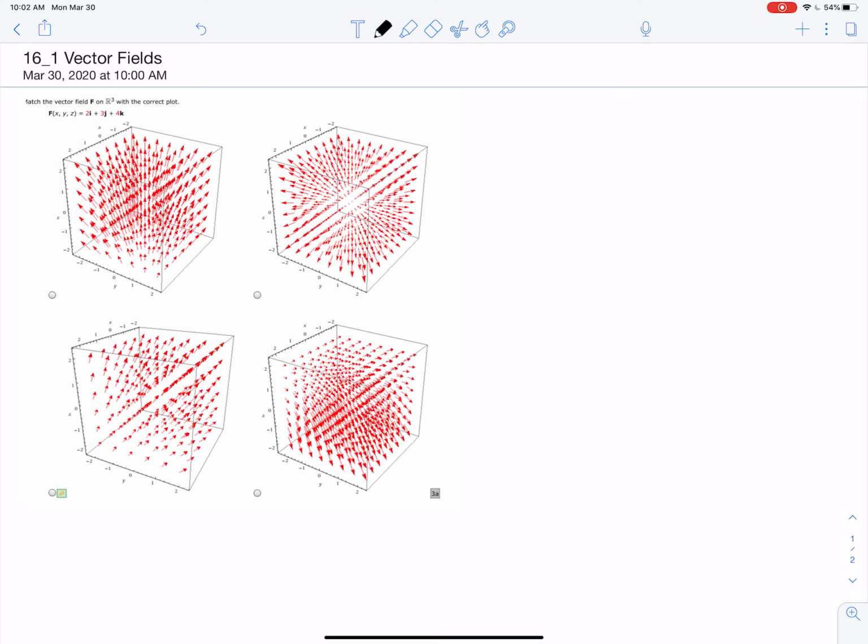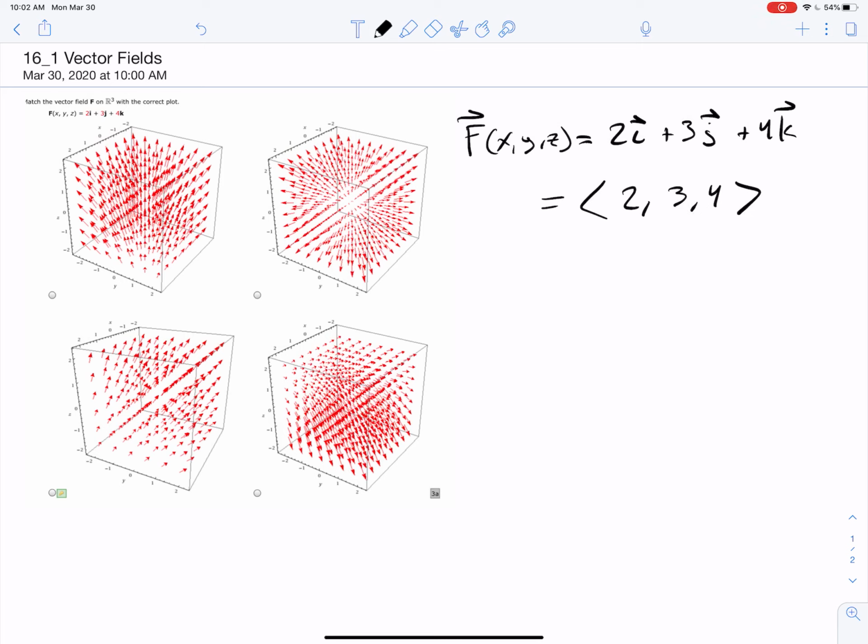All right, let's do a couple examples of vector field problems. So the first one says match the vector field F on R3 with the correct plot, and then they give you the vector field. It looks like F of x, y, z is 2i plus 3j plus 4k. So another way to write that would be 2, 3, 4.